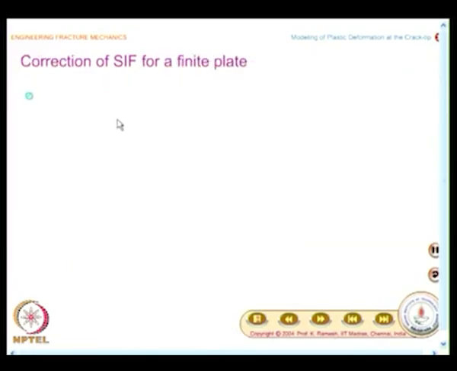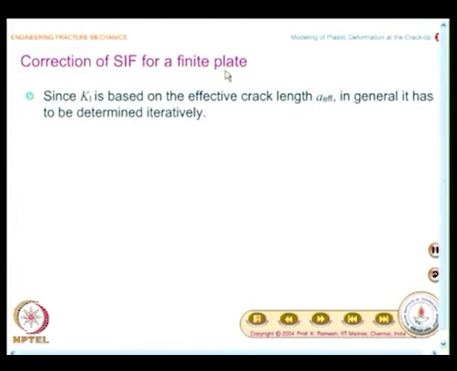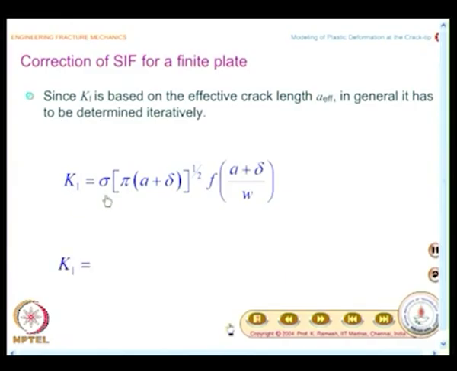And you can also extend this kind of a correction for a finite plate. The moment you go to a finite plate, you cannot avoid iteration. In general, it has to be determined iteratively, there is no other go. So, I would write this expression as K1 equal to sigma multiplied by (pi (a plus delta)) whole power half and a function of (a plus delta) by W. So, this function also will change when you do the iterative process, and it is possible to write a software to do this job.